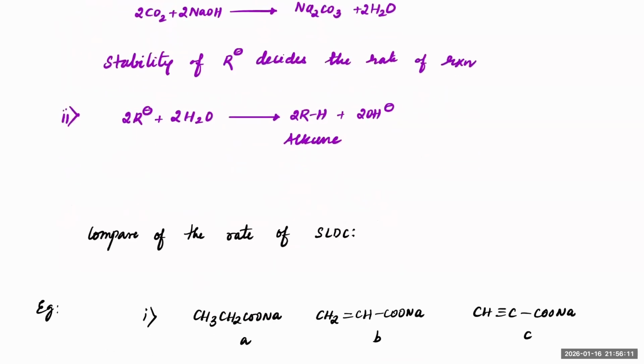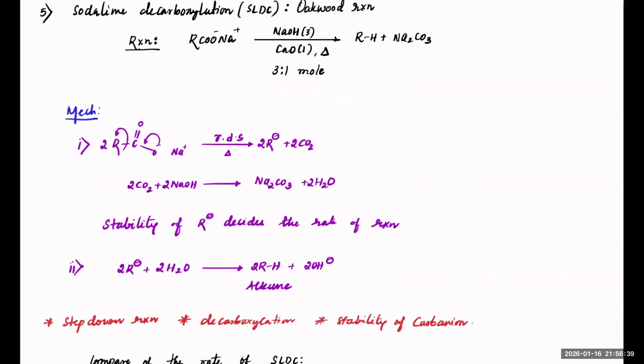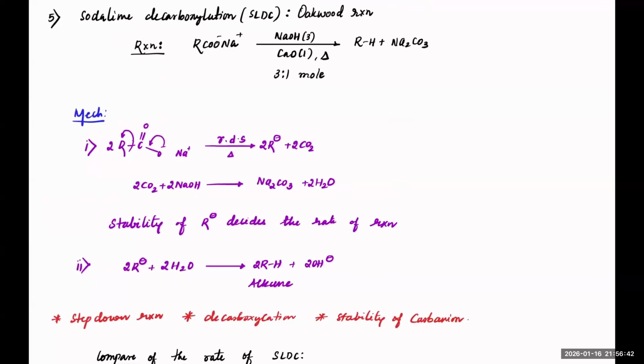Correct? So here also you notice that this is a step down reaction. This is also a decarboxylation reaction, and most importantly, you need to remember it is about stability of carbanion. So the more stable the carbanion, the better the reaction. Clear with SLDC? This is about soda lime decarboxylation, everybody.